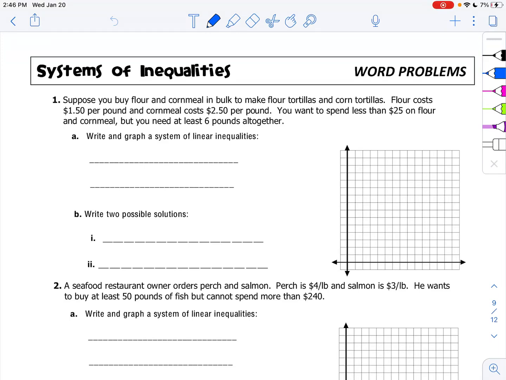In this lesson, we're going to take what we know about interpreting word problems and what we've learned about inequalities and systems of inequalities to solve word problems.